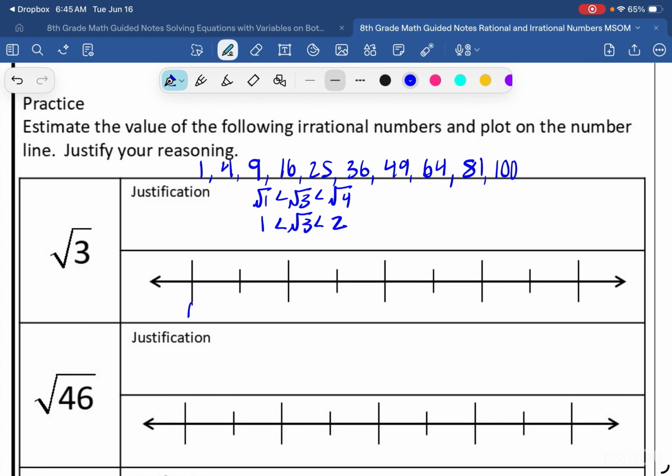So on my number line, let's write the 0, 1, 2, 3, 4. 1 is the square root of 1, 2 is the square root of 4, and I need to figure out the square root of 3. So dividing that up, 1, 2, maybe about right here, the square root of 3, and that's going to be about 1.7. So we'll estimate 1.7.